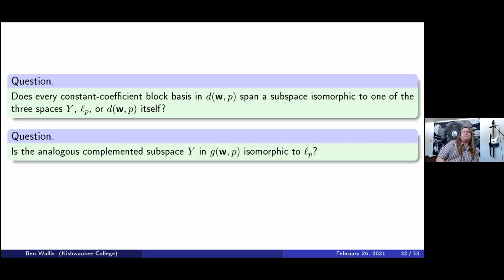And so finally, is the analogous complemented subspace Y in the Garling sequence space isomorphic to LP? I haven't actually proved that. So that would be worth looking at. But those are some questions and conjectures, and I think that's about it. And I think I'm right on time for ending. So that is all. Thank you very much.